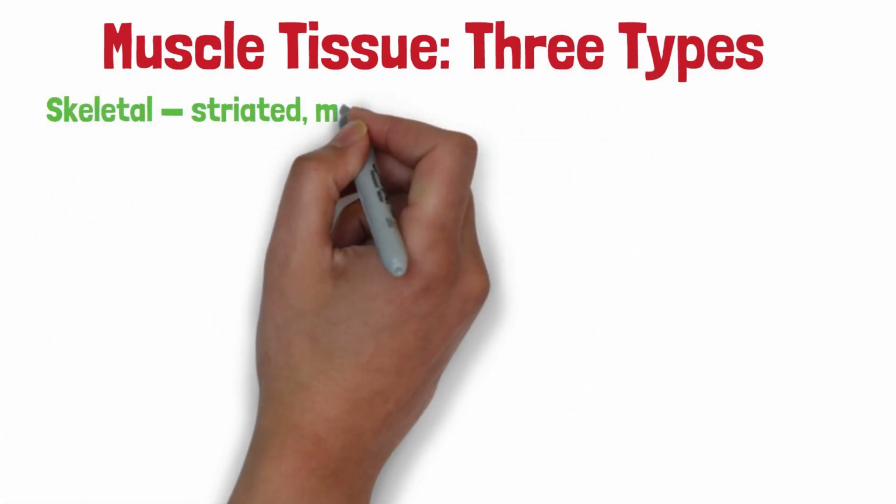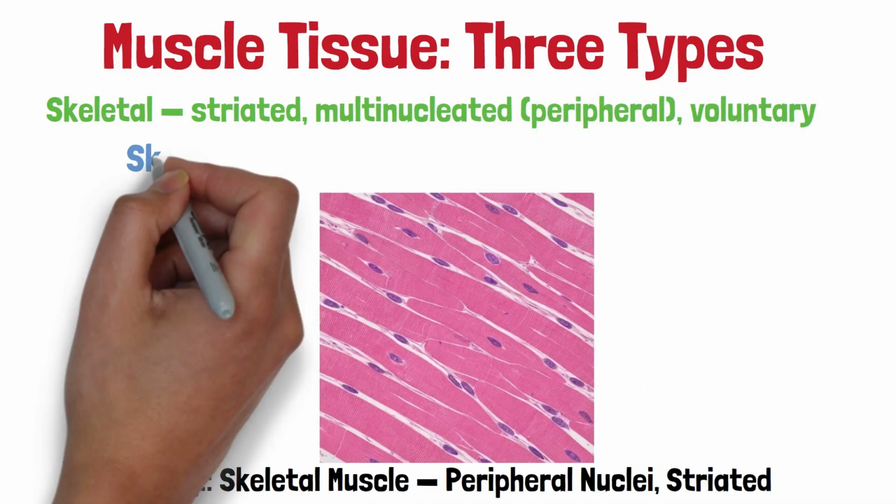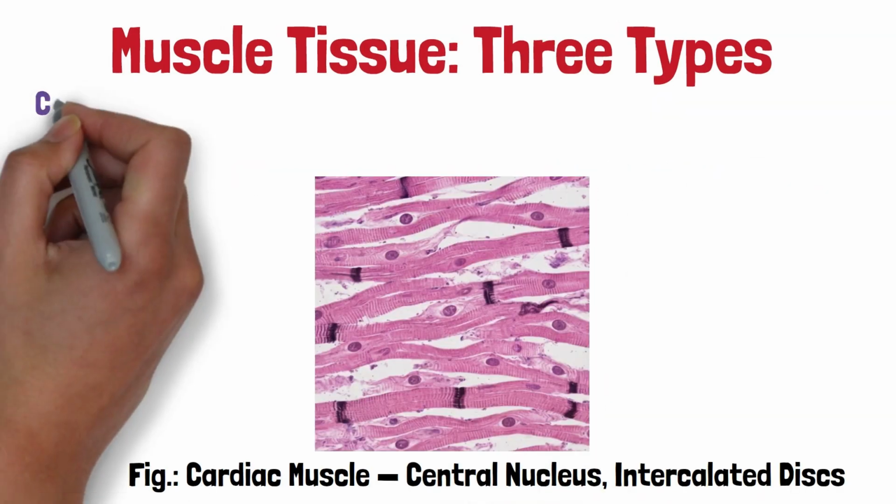There are 3 types of muscle, and the exam loves comparing them directly. Skeletal muscle is striated, multinucleated with the nuclei pushed to the periphery. It's voluntary, and it's controlled through the neuromuscular junction.